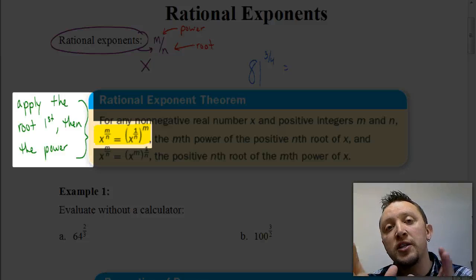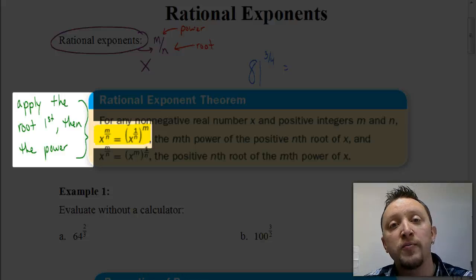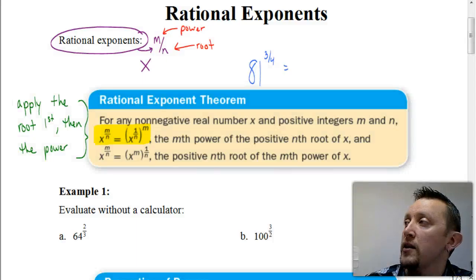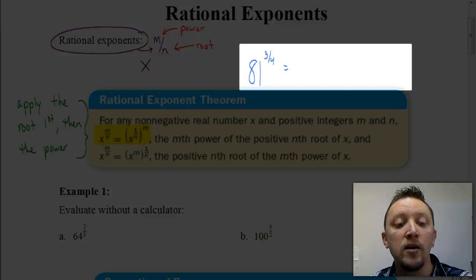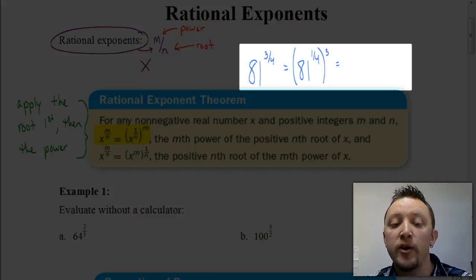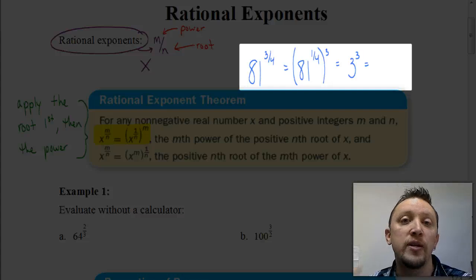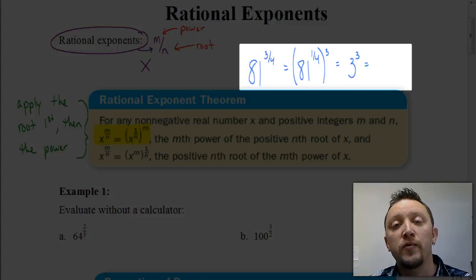Because applying the root is actually going to make that number smaller, and then when we apply the power, the exponent there, it's going to make that number larger. So let's look at this 81 to the 3/4 power. What that means, again, is we're going to apply the root first and then the power. So we're going to take the fourth root of 81 and then cube it. The fourth root of 81 is just 3, because 3 times 3 times 3 times 3 gives us 81. Now we take that 3 and cube it. 3 cubed is 27. So 27 would be our answer.